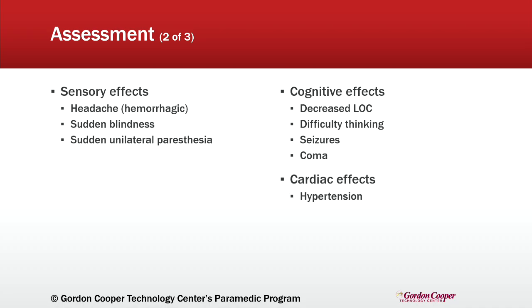unilateral paresthesia. We might see some cognitive effects that show up, such as confusion or decreased level of consciousness. You might also see difficulty thinking or even seizures. The person might even be slipping in and out of a coma or in and out of consciousness. Cardiac effects are also something that we need to keep an eye on. One common sign is high blood pressure or hypertension that oftentimes goes with brain injuries, which can be an indicator of increased stress on the body or increased pressure in the brain.